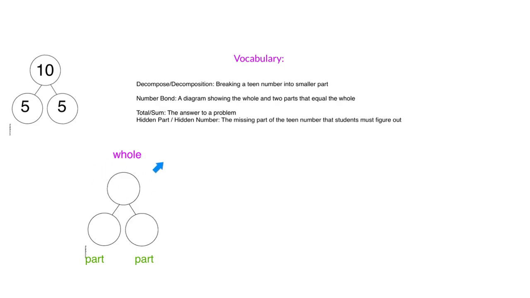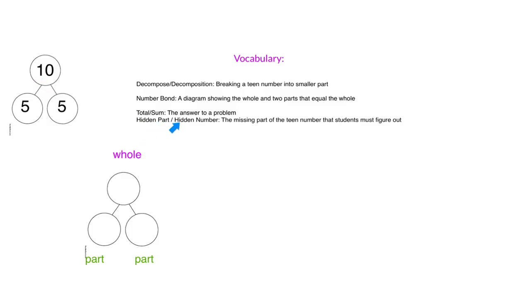So our whole is going to be the top number. For example, 5 plus 5 equals 10. So 10 is our whole number. Then we have two parts that are going to equal each other. So when we add 5 plus 5, it is going to give us 10.